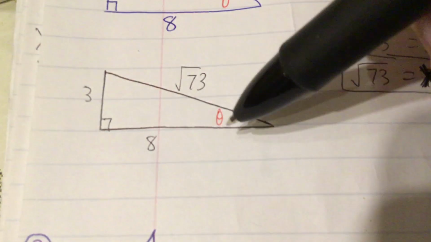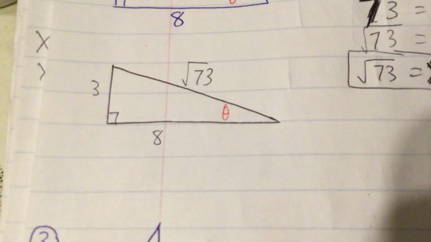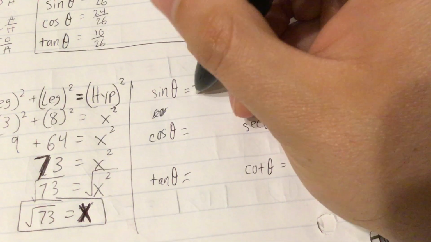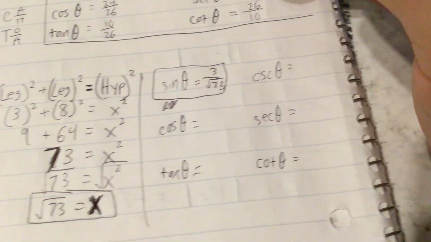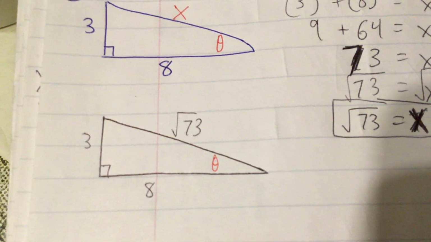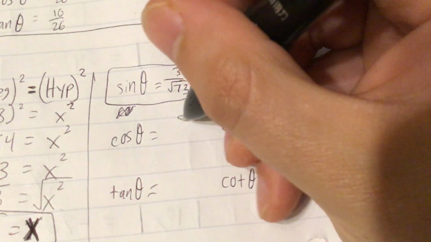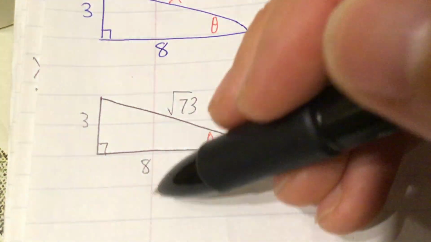Okay, looking at this diagram, 3 is the opposite side, 8 is the adjacent side, and the square root of 73 is the hypotenuse. So the sine of angle theta is 3 over radical 73. What's the cosine ratio? So the cosine is 8 over the square root of 73. The tangent is the ratio of the angle's opposite side to its adjacent side. So that's going to be 3/8.